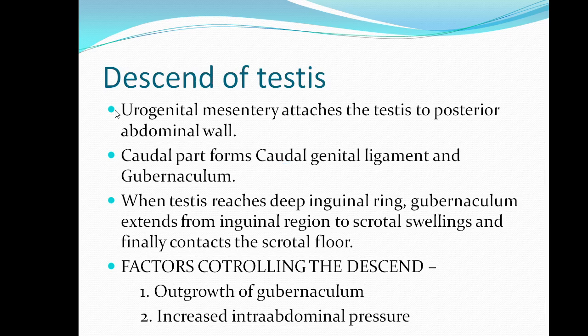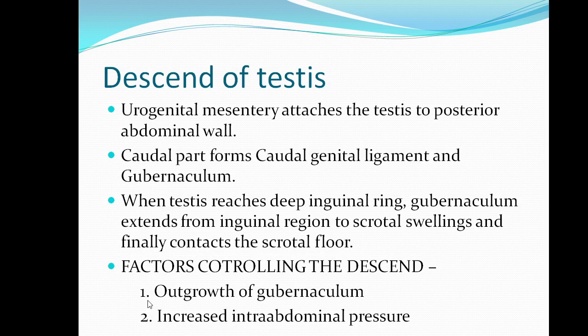Descent of the testis. The urogenital mesentery attaches the testis to the posterior abdominal wall. The caudal part forms the caudal genital ligament and gubernaculum. When the testis reaches the deep inguinal ring, the gubernaculum extends from the inguinal region to the scrotal swelling, and finally it contacts the scrotal floor.